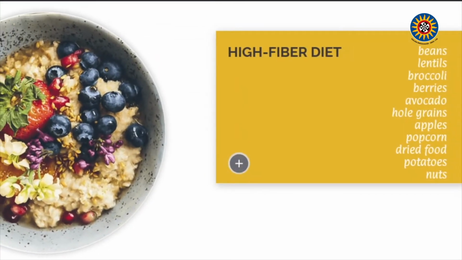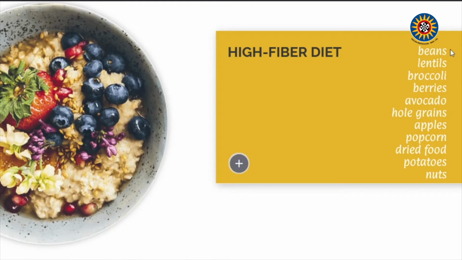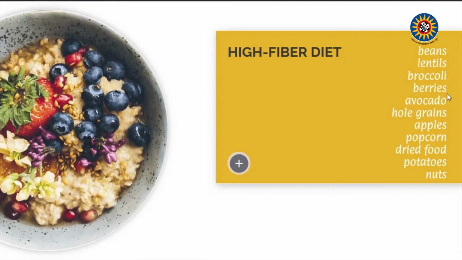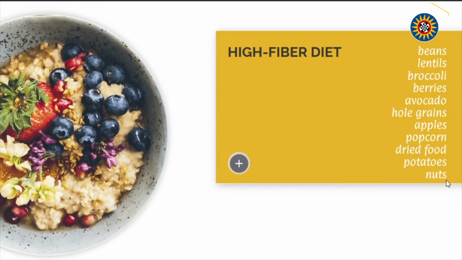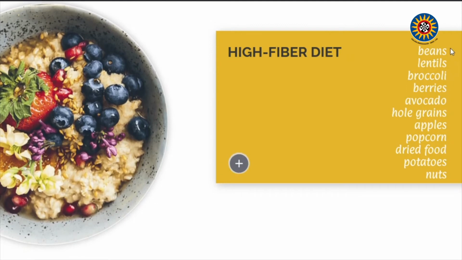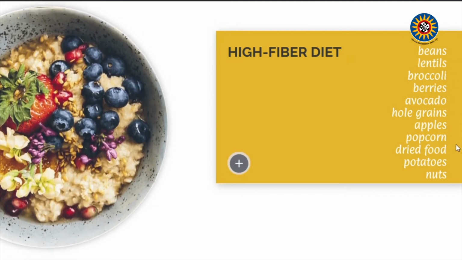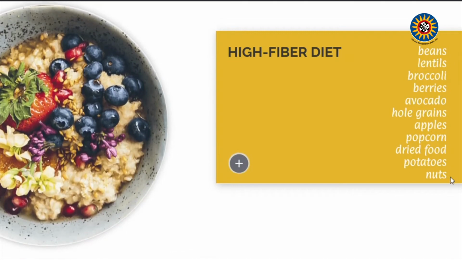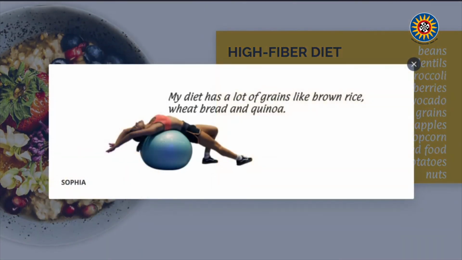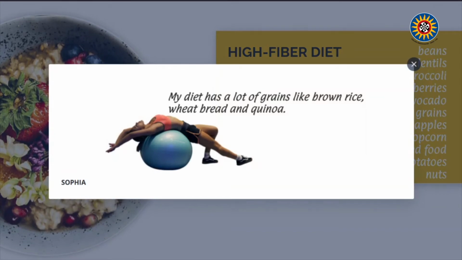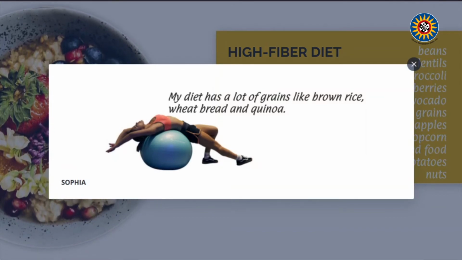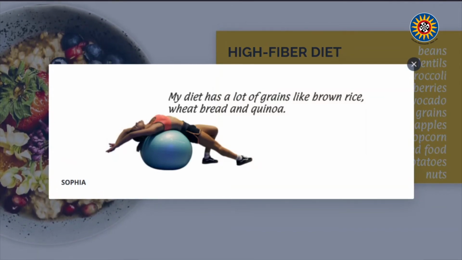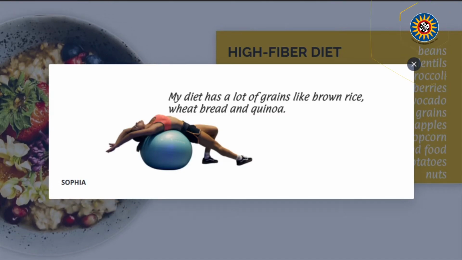This is a high fiber diet. In this kind of diet, people consume food with high fiber like beans, whole grains, dry food, nuts, among others. Here we have an example. This is Sophia. She says, "My diet has a lot of grains like brown rice, wheat bread, and quinoa."